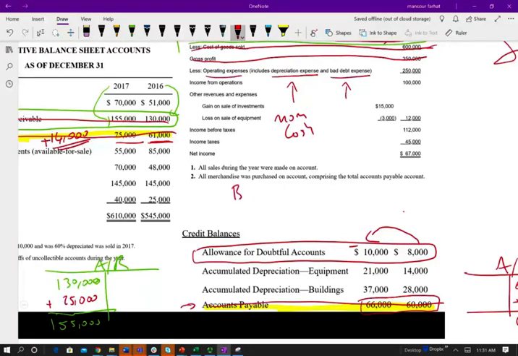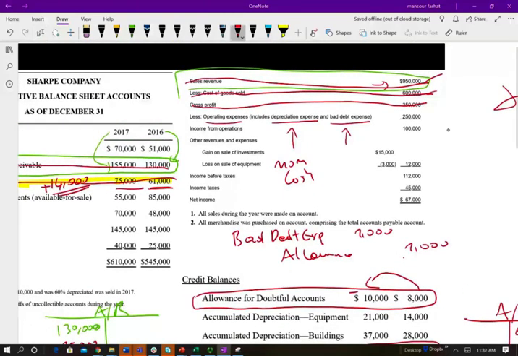So the entry was bad debt expense, total of 2,000, allowance 2,000. In other words, I recorded 2,000 of bad debt expense. What does that mean? It means of the 250, I'm starting with 250, then 2,000 of it was non-cash. I have to reduce it. Now I'm down to 248. Now I have to back out the depreciation.